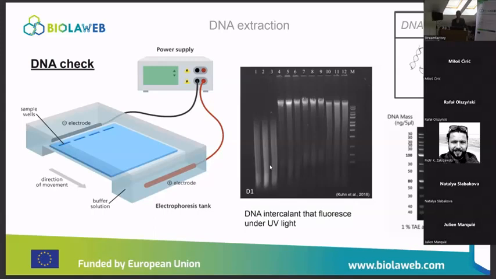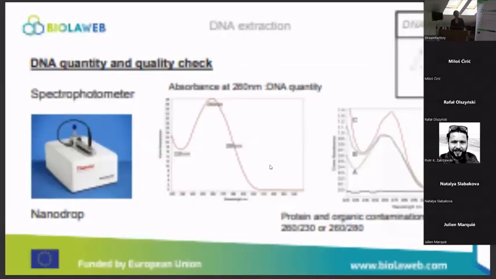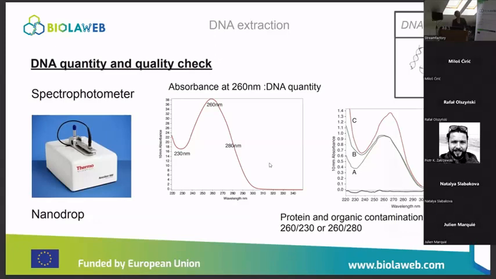Another way to see if your DNA is of good quantity and also good quality is to use the spectrophotometer, with a device that is called nanodrop. And this device works with the absorbance of DNA at the wavelength of 260 nanometers. So the higher the peak, the more DNA you will have extracted. And also this device measures the absorbance of other molecules at other wavelengths.